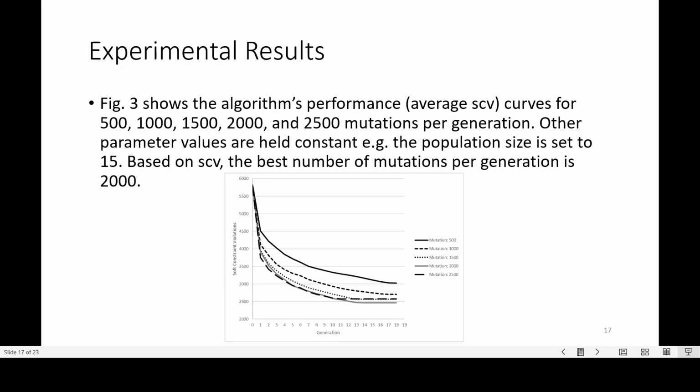Figure 3 shows the algorithm's performance curves for 500, 1000, 1500, 2000, and 2500 mutations per generation. Other parameter values are held constant. For example, the population size is set to 15. Based on SCV, the best number of mutations per generation is 2000.